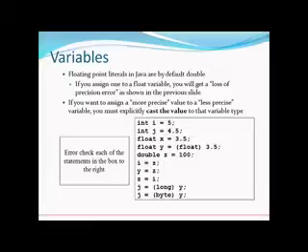Floating point literals in Java are by default double. They are not float, as may be falsely expected, because double holds a bigger value. So when you are assigning it to some data type, it is by default assigned to the bigger data type. So it is assigned to double.